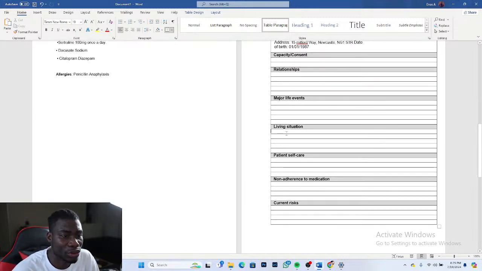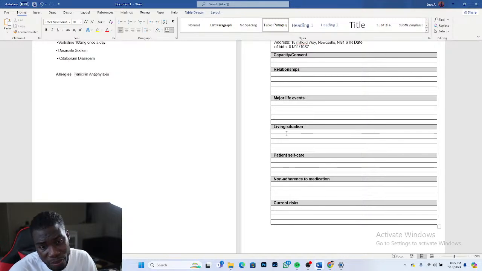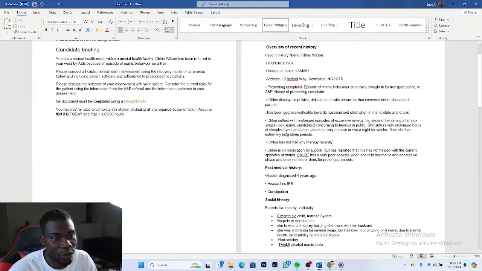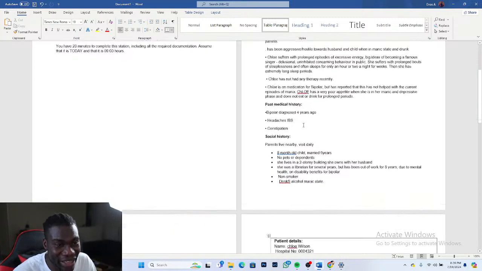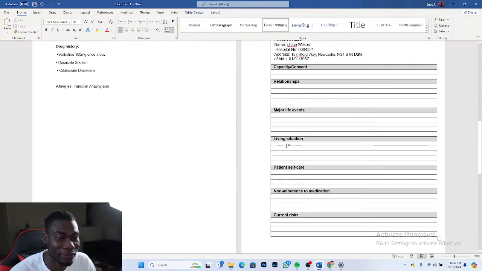Then when you come to living situations, here clearly you could see that she'll be having some difficulties with living situations. Already when you read here, they have said that she's not sleeping, she's not eating, and she has this excessive energy that she just moves around. So imagine a mother of an 8-month-old baby who has this excessive energy and is moving around. Just imagine how she's going to handle the baby. These are things that you should ask around when it comes to the living situation.